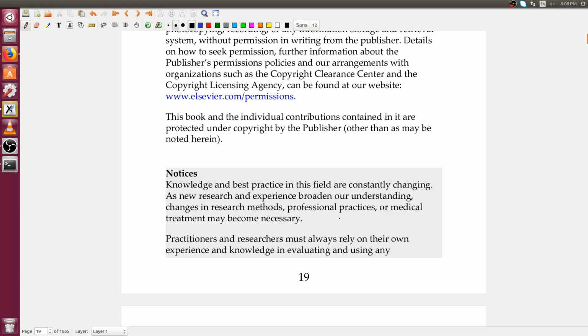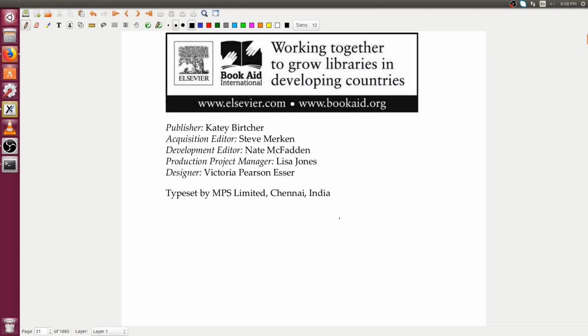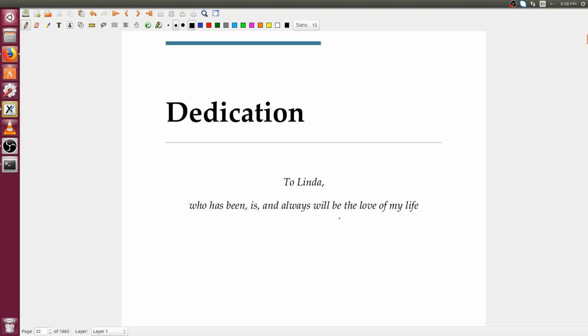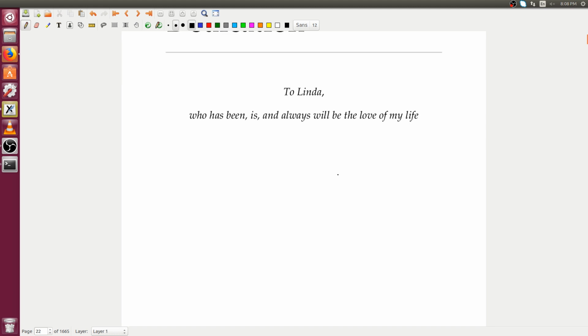All right. Yep. Keep going. Dedication to Linda. Thanks, Linda. It doesn't say who it's from. This was written by Patterson and Hennessy. Who said this? Did they both say it? Did they both dedicate this book to Linda? Are they both in love with Linda?